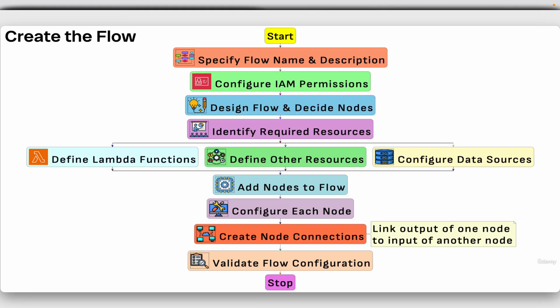So first, we specify a flow name, description, and appropriate IAM permissions. Next, we design your flow by deciding the nodes that you want to use. Third, we create or define all the resources you require for each node. For example, if you are planning to use an AWS Lambda function, define the functions you need for the node to complete its tasks. And fourth, we add nodes to the flow, configure them, and create connections between the nodes by linking the output of a node to the input of another node in the flow.